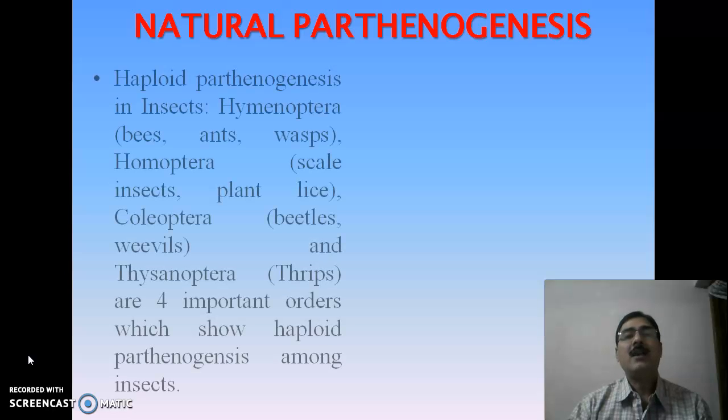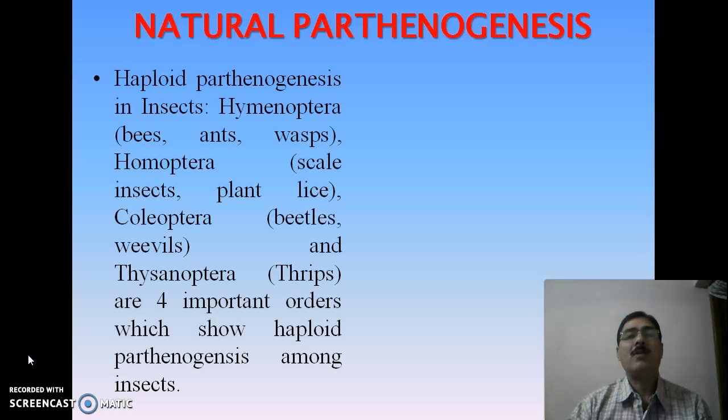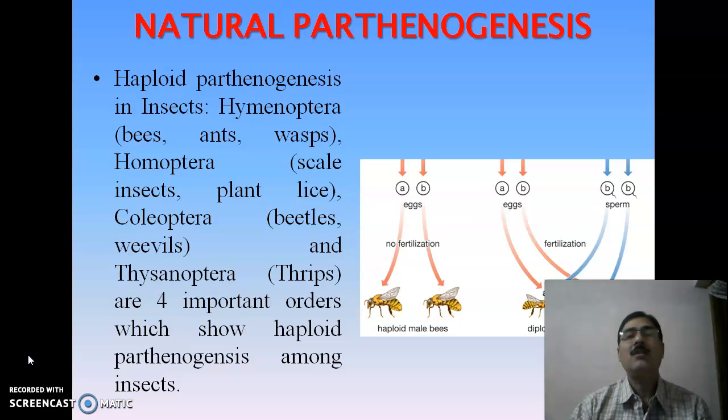Let us take the examples of all the four orders one by one. First, the Hymenoptera, which include bees, ants and wasps. Then the Homoptera includes the scale insect, plant lice. Coleoptera includes the beetles and weevils, and the Thysanoptera, which includes the thrips.